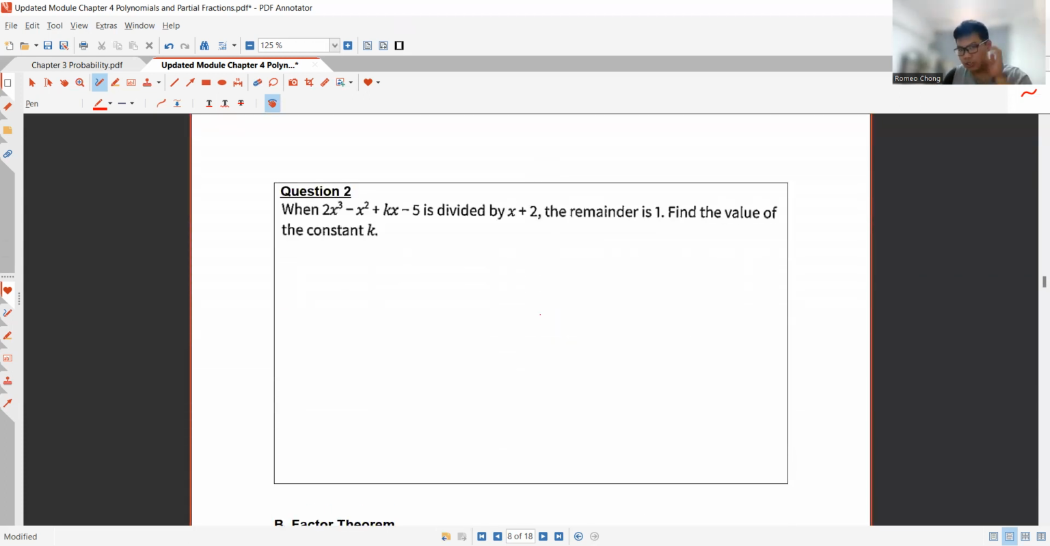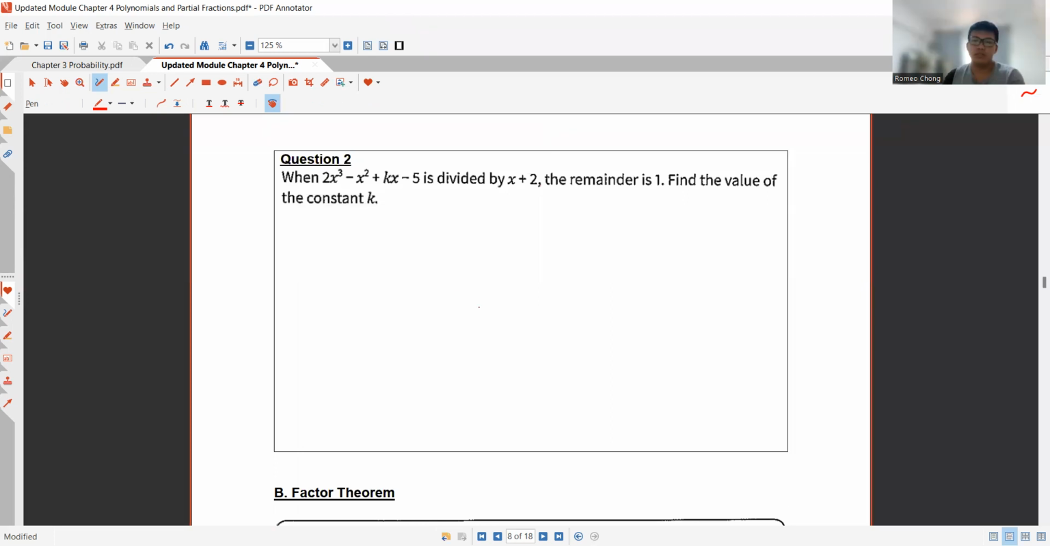Okay, now the next question is still regarding the remainder theorem. When 2x cubed minus x squared plus kx minus 5, now you see the only difference here is that you have an unknown. You don't know this number. And it is divided by x plus 2 and gives a remainder 1. So this is a very important piece of information given to you.